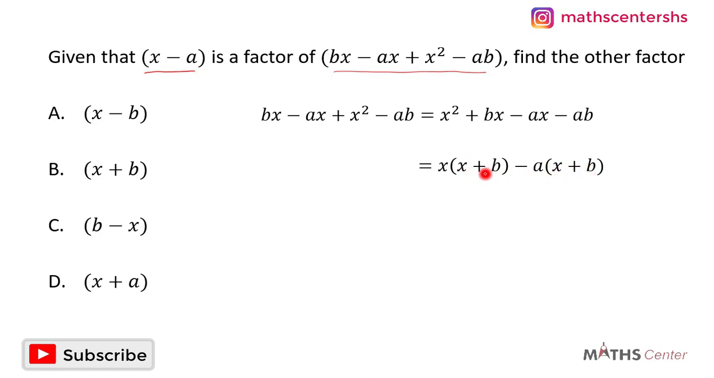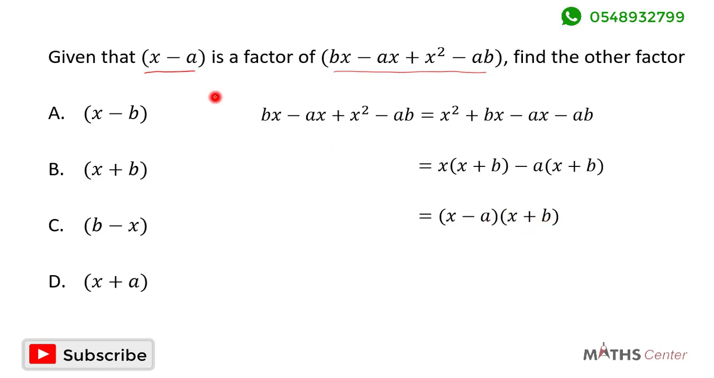We have x plus b here, x plus b here, so we have one of them in the bracket x plus b, and then the other bracket will be x minus a. So after factorizing the expression, the two factors we have are x minus a and x plus b.